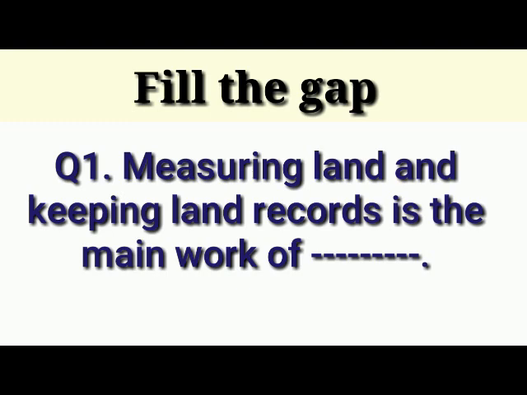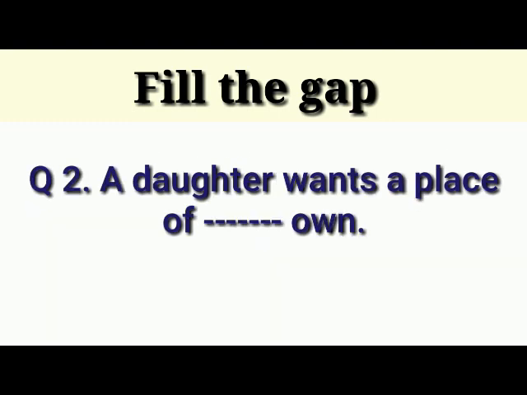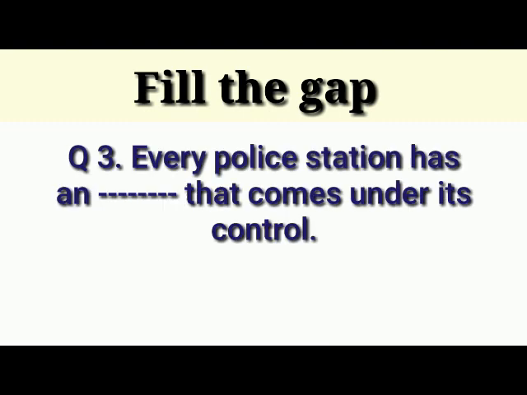Let's start. First question is measuring land and keeping land records is the main work of dash. Whose main work is this? Answer is Patwari. Patwari does all this work. Next question is a daughter wants a place of dash on. Answer is her own place.